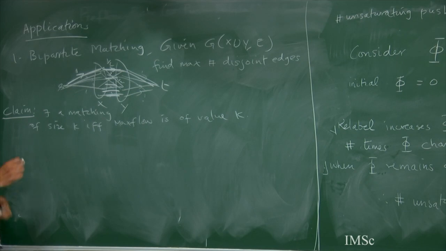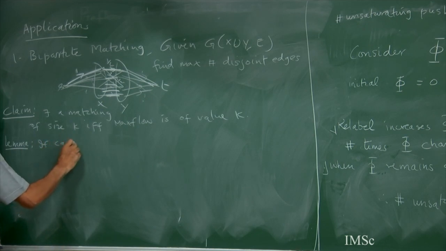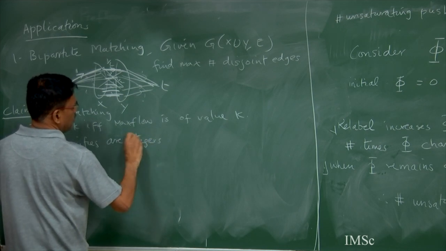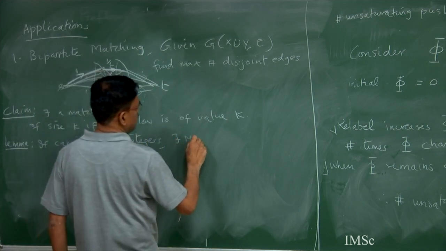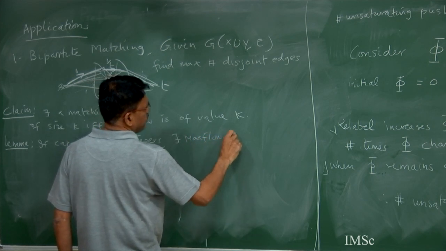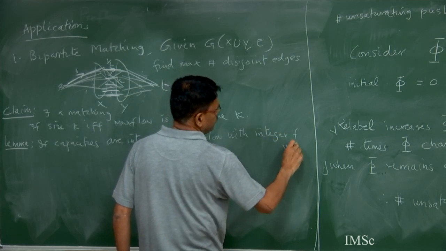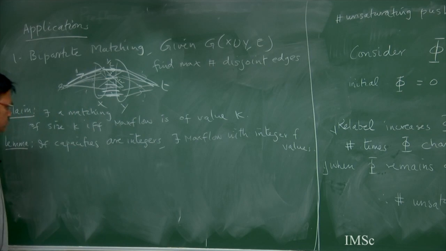Yeah, so the first lemma is that if capacities are integers, there exists a max flow. It's not necessarily saying every flow with integer f values. And how would you show this? Well, run your Ford-Fulkerson algorithm or Preflow push algorithms.